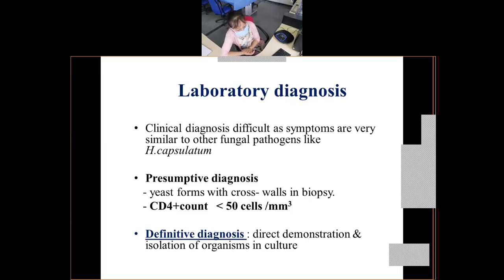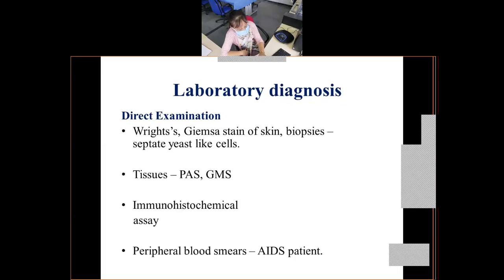So for definitive diagnosis, you have to directly demonstrate the pathogen, and you can isolate the fungus in culture. These are some of the stains you can use. You can use the Giemsa stain in skin biopsies. You will see the septate-like yeast cells. Then you can also use PAS or GMS or immunohistochemical assays. Sometimes, because of overwhelming infections in AIDS patients, you might be able to even visualize the pathogen in the peripheral blood smears. That means that the CD4 count of the person has really come down for it to actually come to the peripheral blood smears.